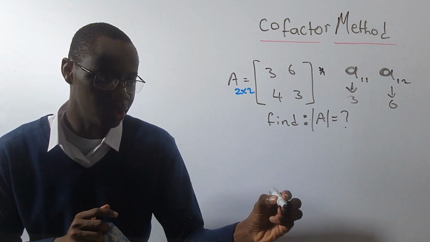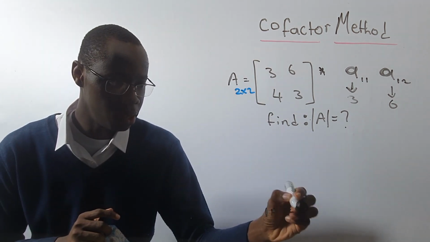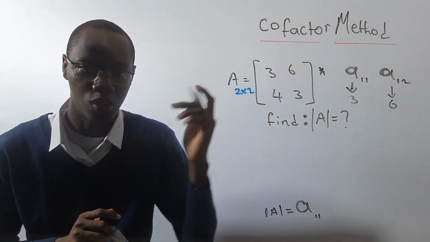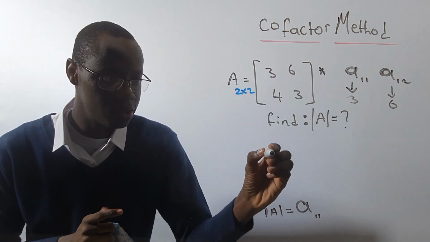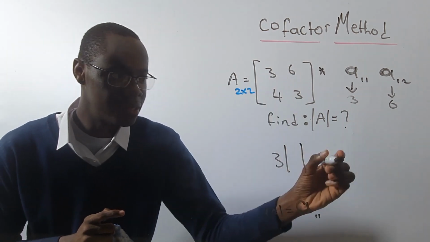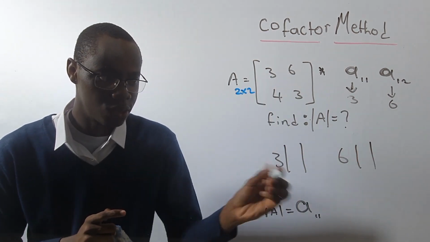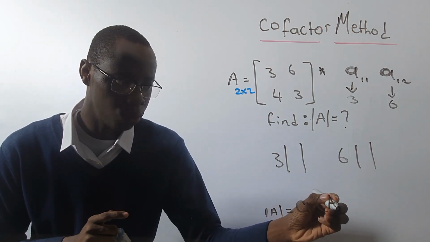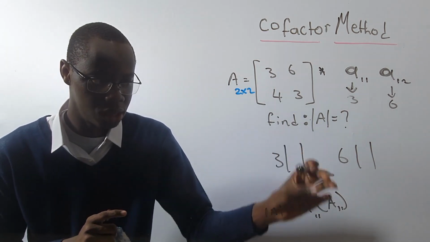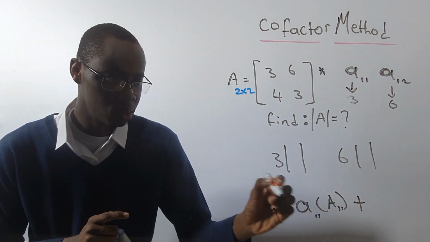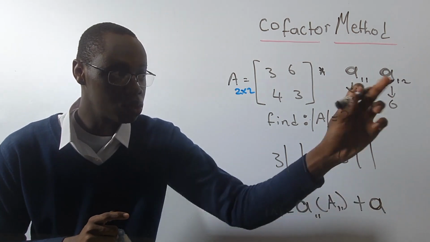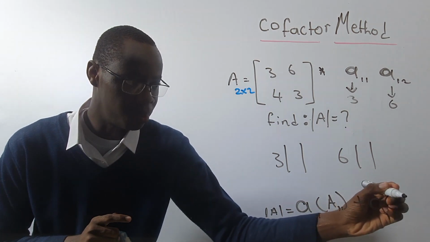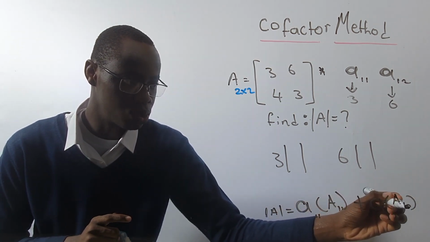After labeling, just go ahead and state this formula: A11, and every element has what is called a minor attached to it. So this 3 will have a minor attached to it, and this 6 will have a minor attached to it. So A11 multiplied by the minor, capital A11, plus A12, the next one, multiplied by its minor, capital A12.